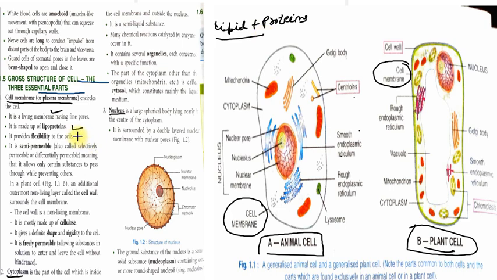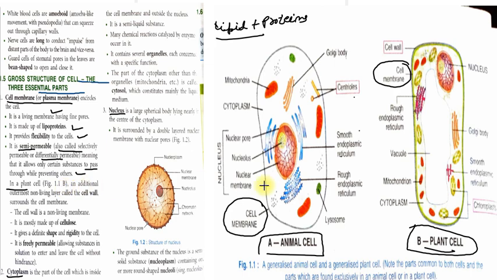Its function is to provide flexibility to the cells, and it is semi-permeable, or we may call it selectively permeable or differentially permeable. So what does it mean? It means that it allows only certain substances to pass through while preventing others. So it is selective. It allows some substances to go in and some substances to come out. So it is selectively permeable.